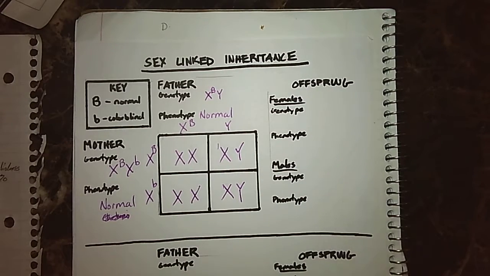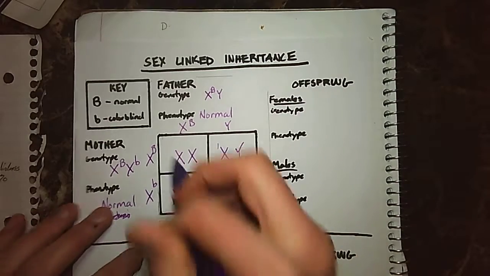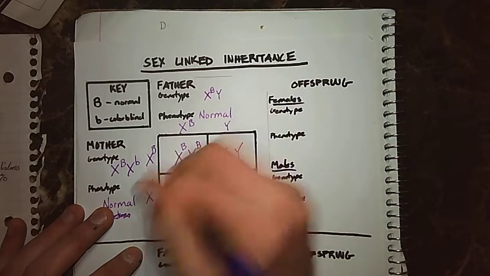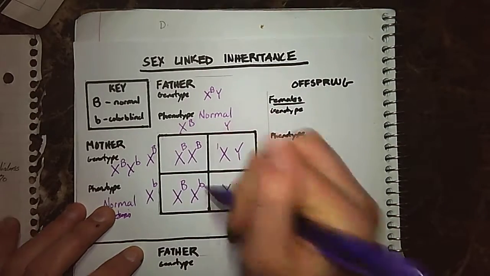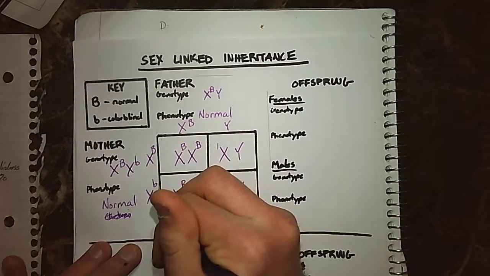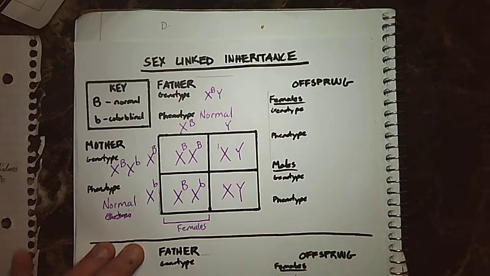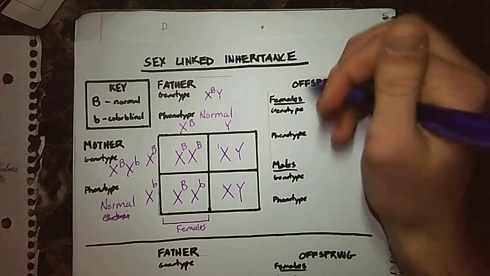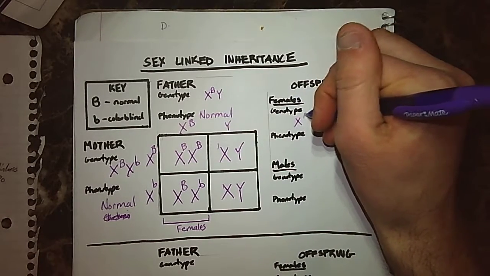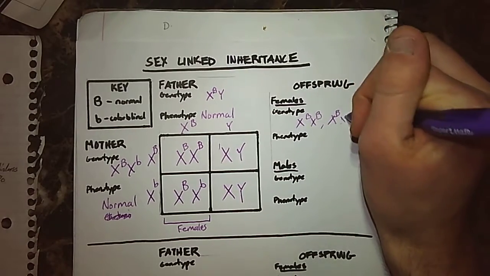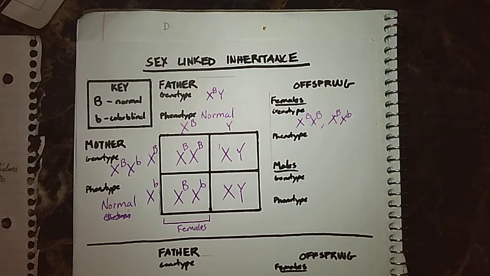Now let's actually cross the alleles themselves. For the female, big B right here and a big B right here, big B in this box, and a little b in this box. My left column right here is what our females would have. So let's write down the genotypes for females. We have X big B, X big B, and also X big B and X little b. So a homozygous dominant genotype and a heterozygous genotype.